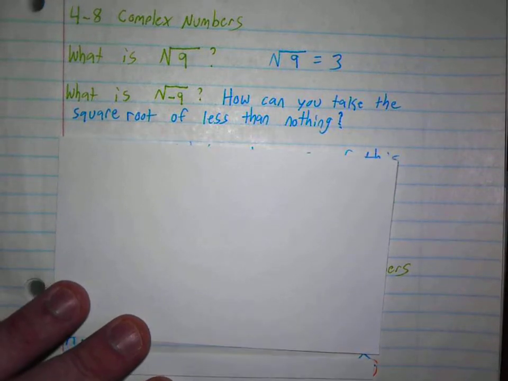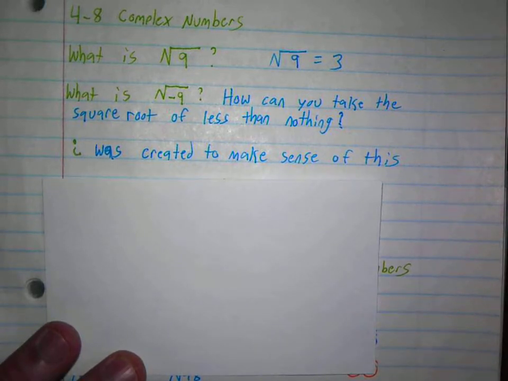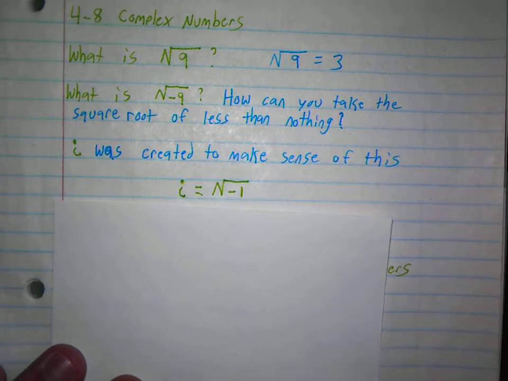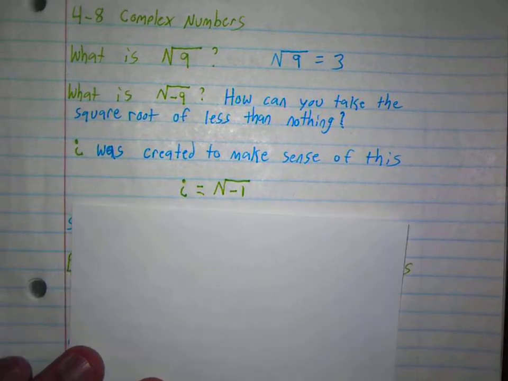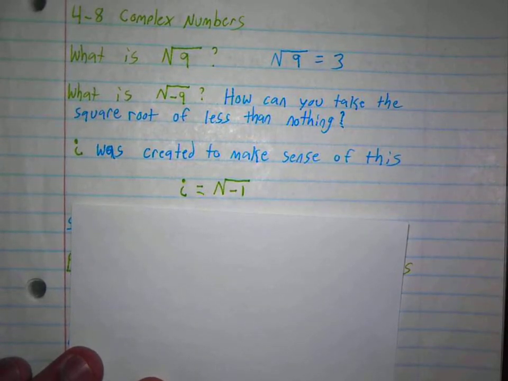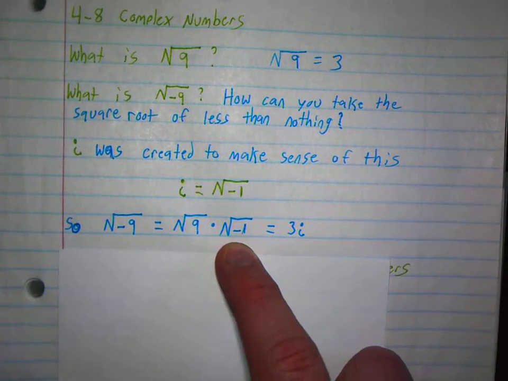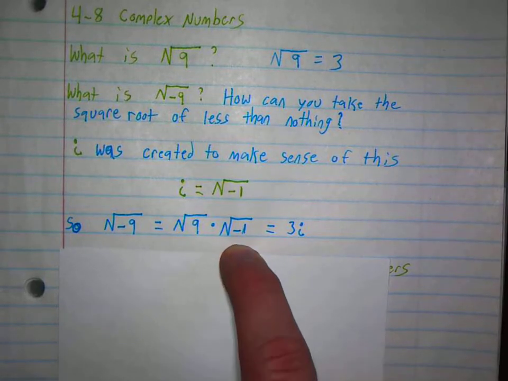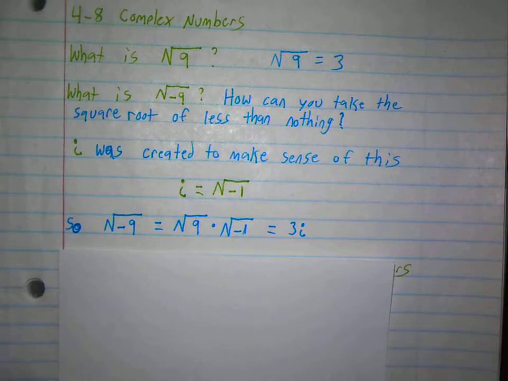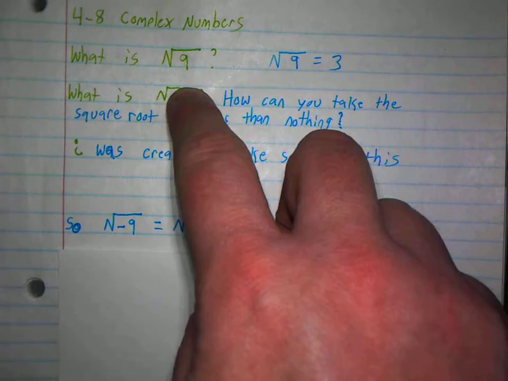Okay? Now, to help solve that problem, i was created, okay? And what i stands for is imaginary number, and i equals square root of negative 1. So if you know square root of 9 is 3, the square root of negative 9, you could break that up into square root of 9 times square root of negative 1. But square root of negative 1 is i. So you get 3i. So really the only difference is if you have a negative sign, you could pull that out and make an i. And square root of 9 is 3.